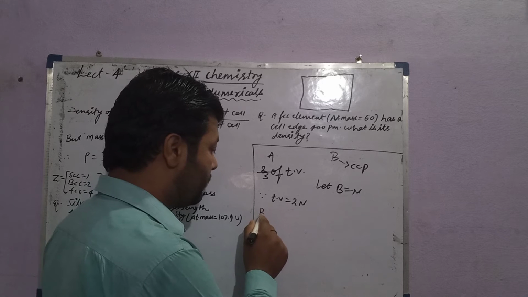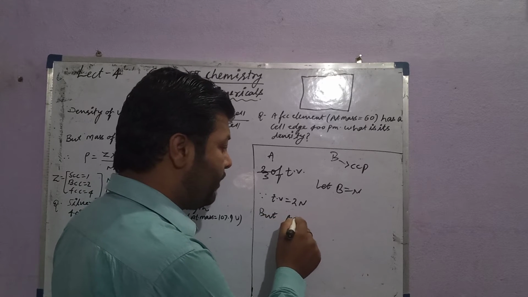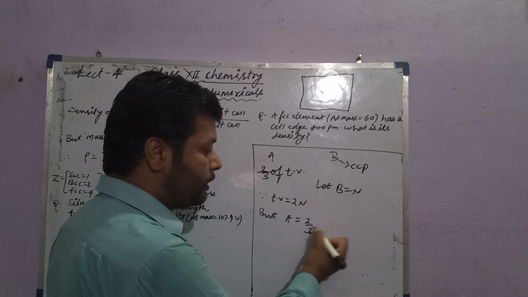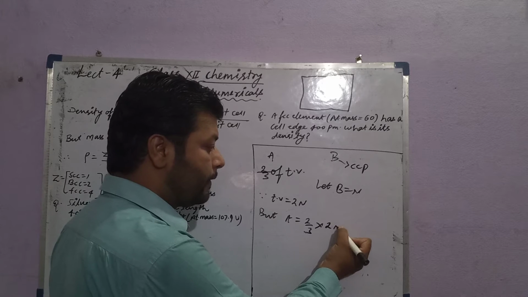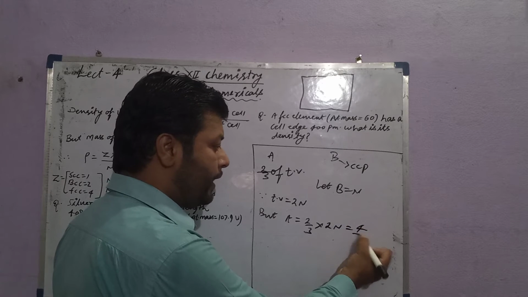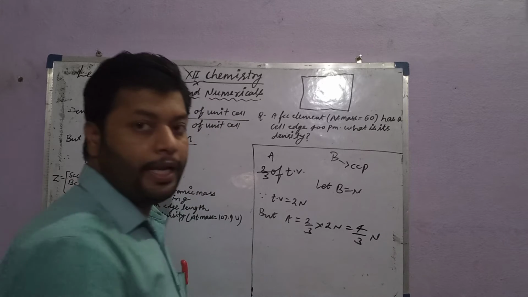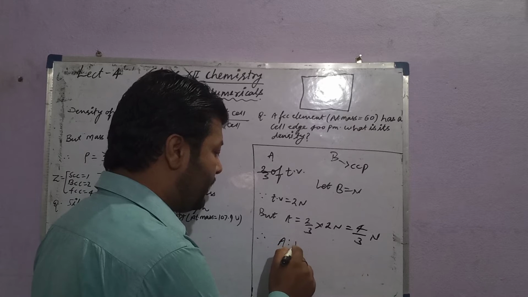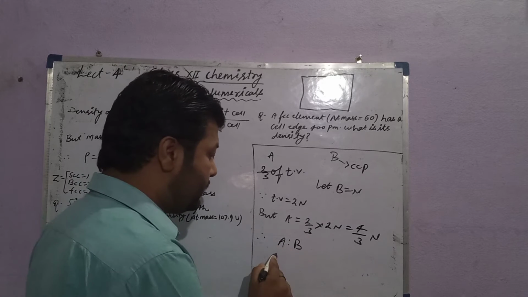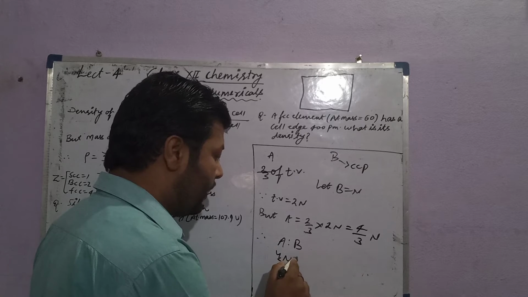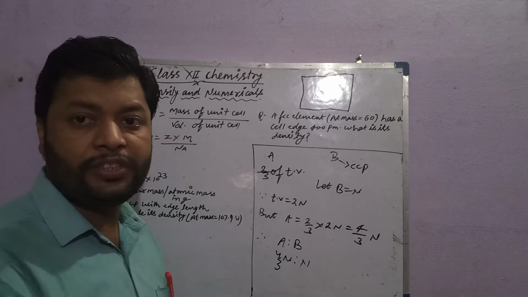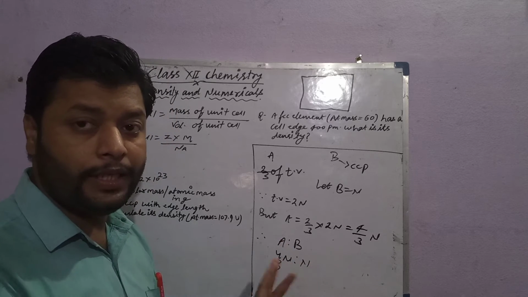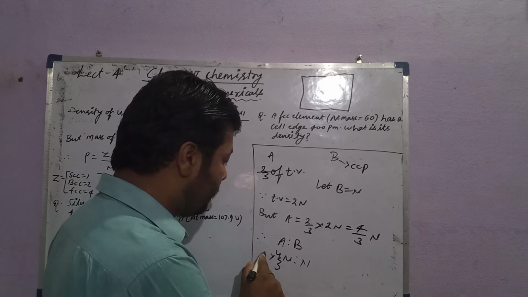But A will occupy only 2/3 of the tetrahedral voids. 2/3 of tetrahedral voids means 2/3 of 2n, equal to 4/3n. Therefore, for the formula, depending upon the ratio of A and B, A is 4/3n and B is n. To simplify this formula, we have to multiply by 3 in both the digits.